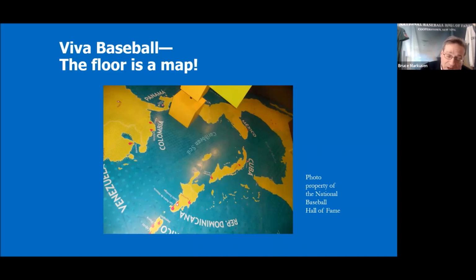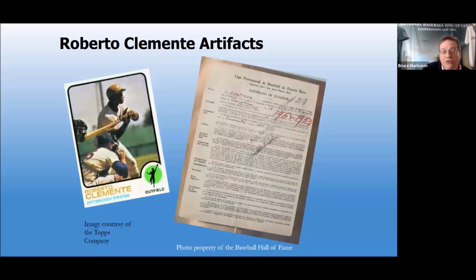I have to be honest, when I was in school, geography was not my strongest subject. So when I walk into this exhibit, especially with school groups, I always look at the floor to get a sense of where these Latin American countries are in relationship to each other. Here you can see the Dominican Republic, Venezuela, Colombia, Cuba, Mexico, and Panama. It's a great way to orient yourself geographically on what the Caribbean looks like.